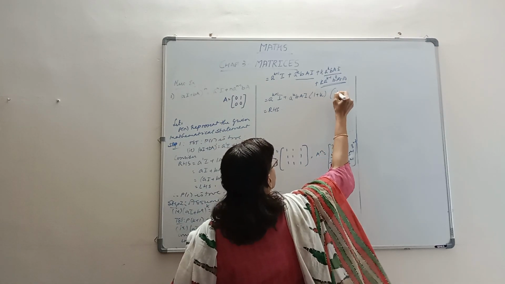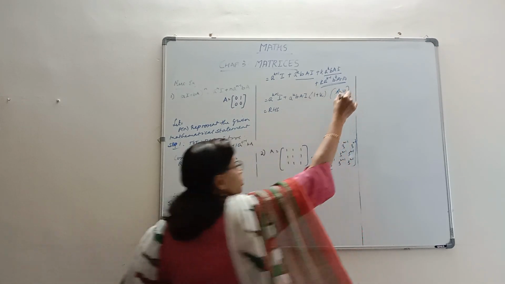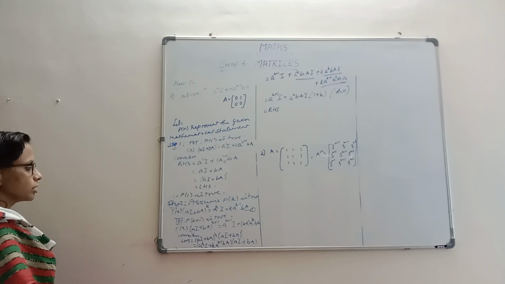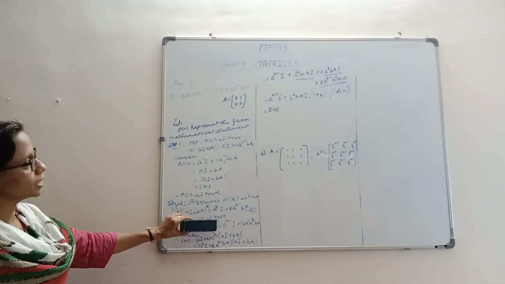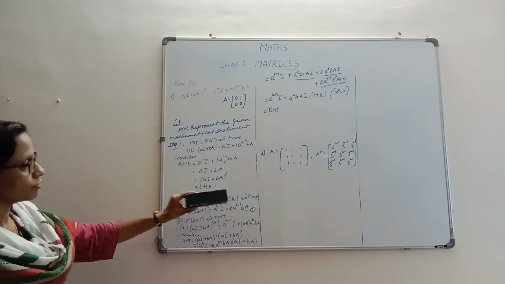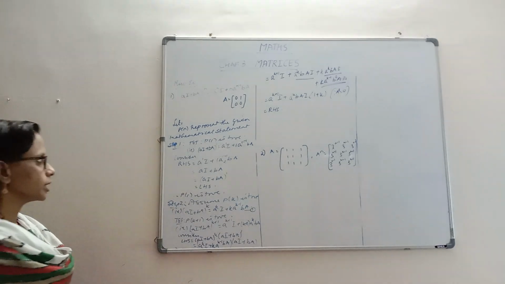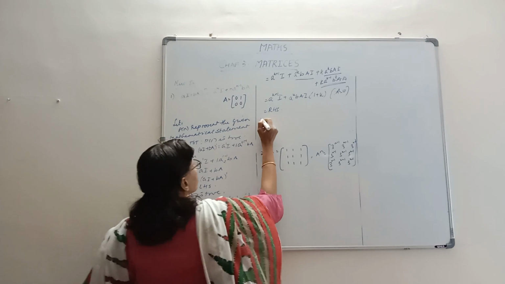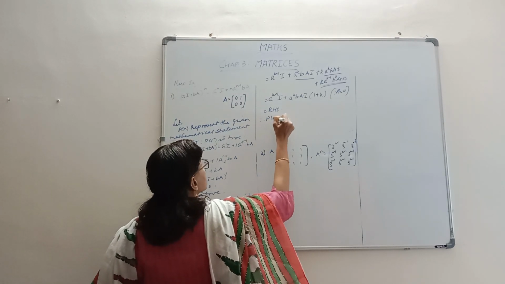If you want, you can write a reason. A squared is 0. I can show the working also if you want in the bracket. So that's it. A raised to k plus 1 plus a raised to k b a I, of course you can eliminate, and k plus 1. Yes, so that's the RHS. Therefore p of k plus 1 is true.